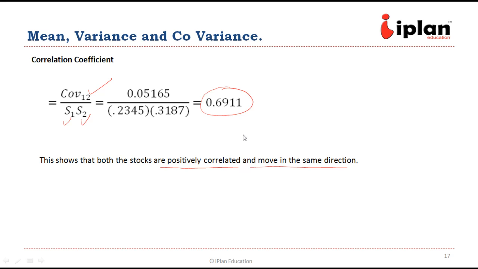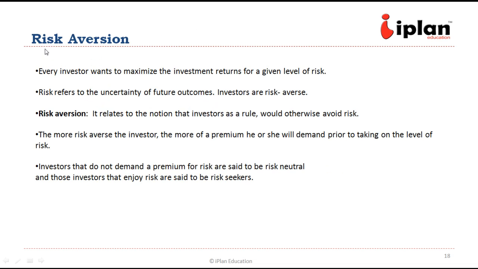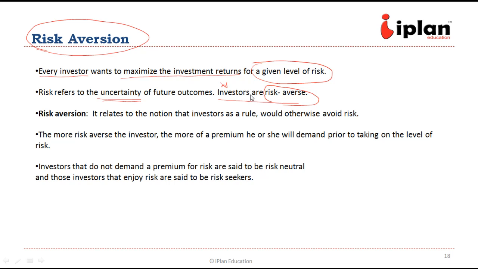We talk about the idea of risk aversion. This is generally assumed that every investor wants to maximize the return for a given level of risk. Risk is nothing but the uncertainty of the future outcome. Generally, investors are risk averse. Nobody wants to take extra risk. If they are taking it, they want to be compensated for that. So the more risk averse the investor, the more the risk premium. This is the usual case.